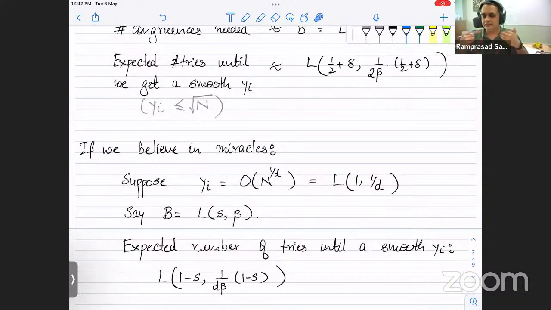And in the Brill-Morrison approach, we basically said, no, if we are careful about the choice of these AIs and so on, you can make sure that this yi is at most root n.